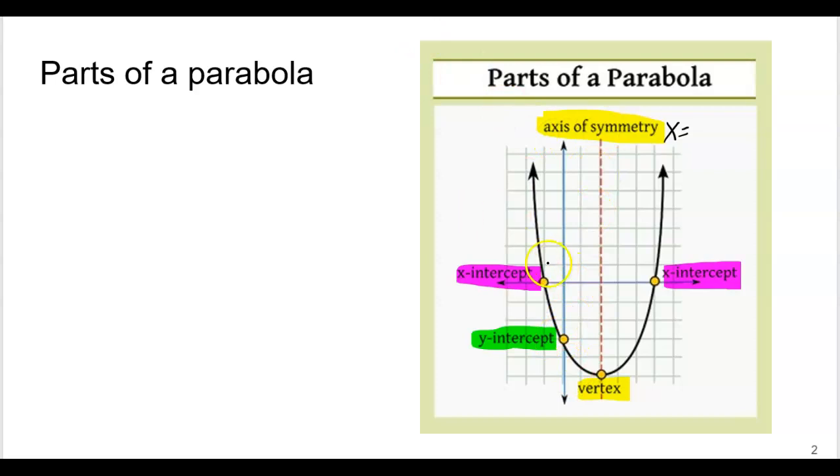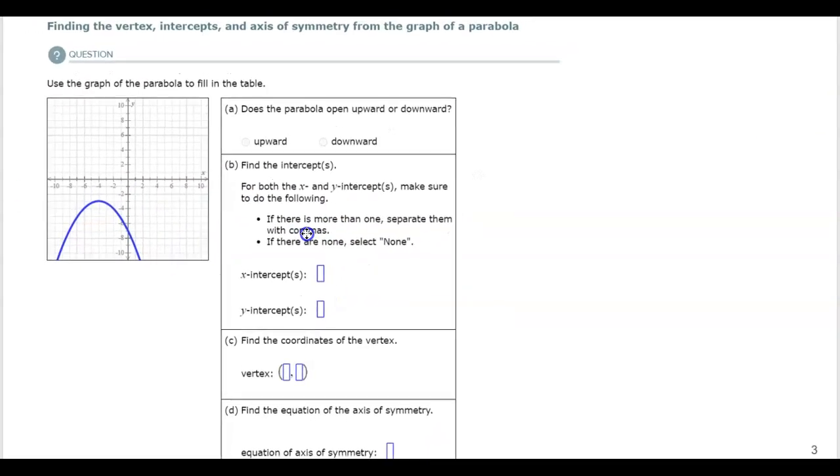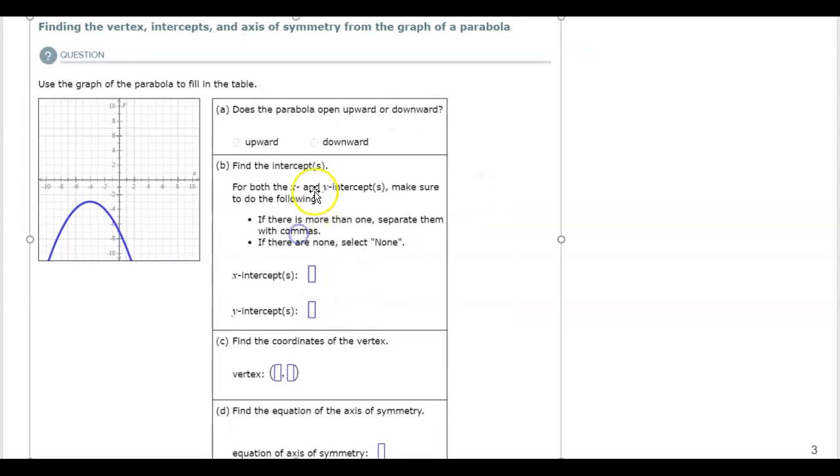The vertex is the point h comma k, or the vertex is a point x comma y, and then that x value makes the axis of symmetry. Our y-intercept is where we cross the y-axis, our x-intercept is where we cross the x-axis. So we're going to go ahead and identify that on this question.